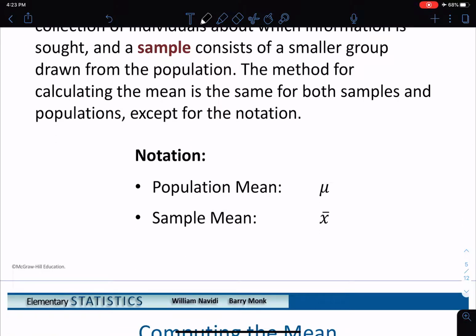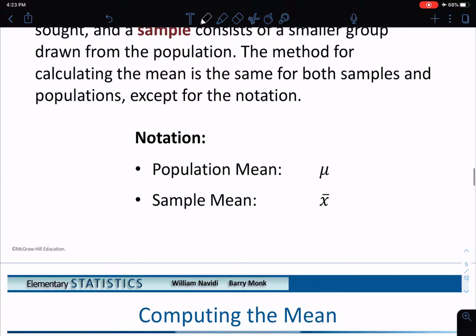This notation is called mu, and mu is the notation for the mean, specifically when we're talking about the population. And x bar is the mean, specifically when we're talking about a sample, which, remember, is a subgroup of the population.